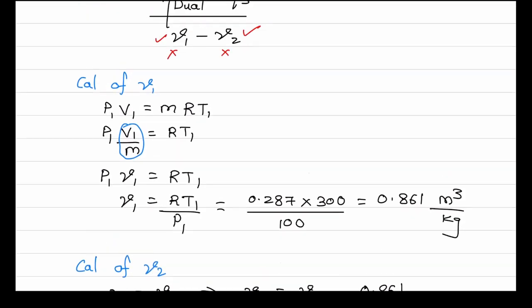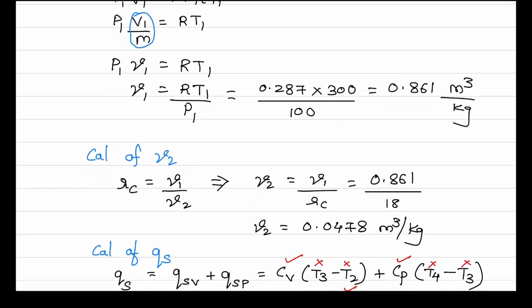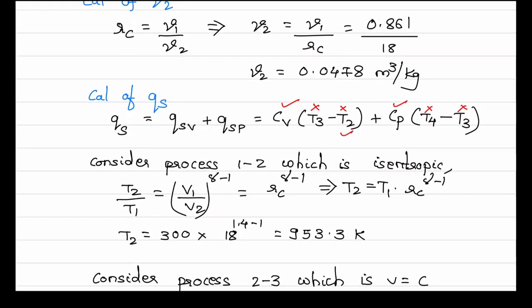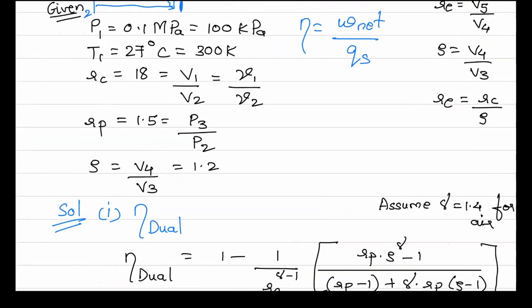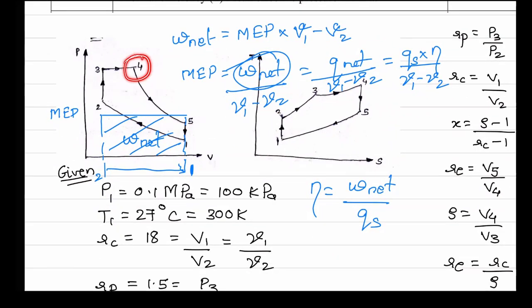If you see the equation of heat addition, now we have found the value of T3 also. So this T3 has been calculated, here also T3 has been calculated. Now only one unknown is there, which is T4. So again we can go to the PV and TH diagram. Point 4 is in the 3 to 4 process and the 4 to 5 process, but we don't have data of point 5. We have the T3 value, so I will consider the constant pressure heat addition process. So I'll write down, consider process 3 to 4.